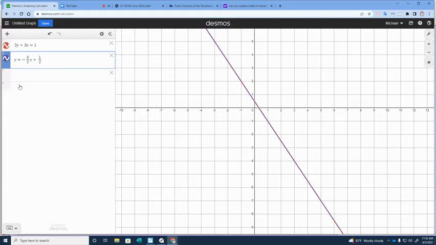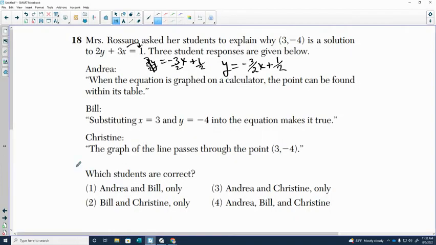That's a good sign that I did this correctly in solving for y, and now I can continue with the problem. Now, if I go back to the problem, Andrea said when the equation is graphed on a calculator, the point can be found within its table. All right, so let's make a table.